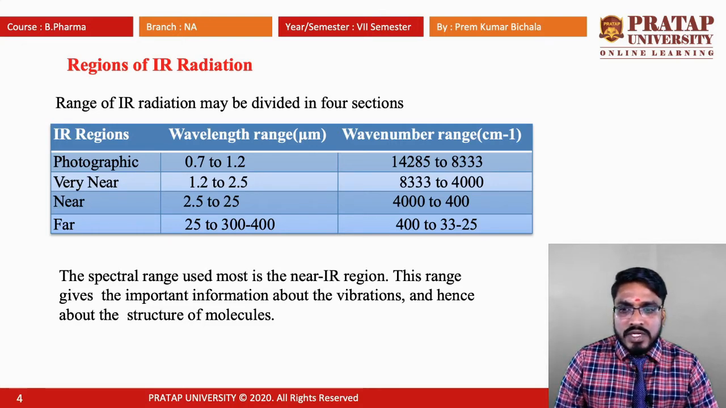The spectral range used most is the near IR region. This region gives important information about the vibrations and hence about the structure of the molecules. Mostly IR radiation causes rotational as well as vibrational changes in molecules, atoms or compounds. That's why in the near IR region we may get the vibrations of the respective molecules.